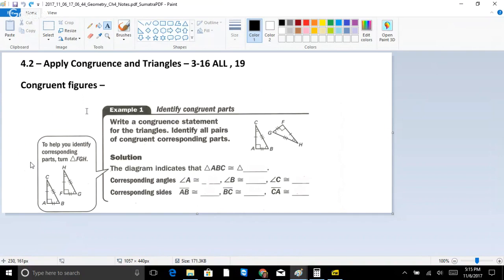I think it's going to feel really easy to you guys, like it makes sense. We've done a lot of things with congruent angles before, but now we're going to talk about not just if the angles are congruent, but what if the whole figure is congruent to each other. So first off, we're going to start off with a definition.